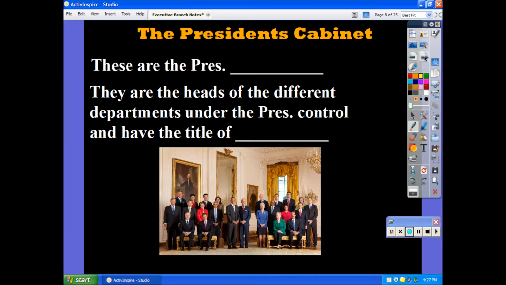The first 3 cabinet positions that were actually created were the Secretary of Treasury, the Secretary of War, and the Secretary of State. The thing is that those three cabinet positions aren't the same today. And the reason is because the Secretary of War has been changed to Secretary of Defense.